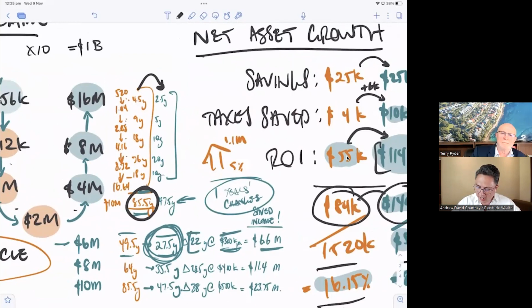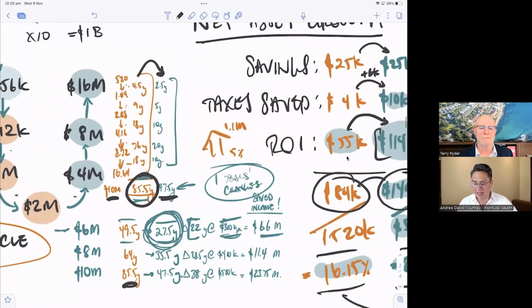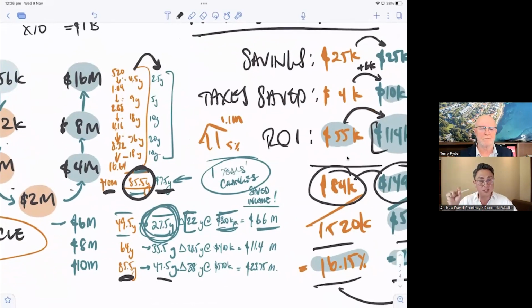So to get to 10 mil at 85.5 years, we're going to 47.5 years, thereby saving them decades to get to 10 mil. For the 6 mil target, we're going from 49.5 to 27.5 years. So really, we're saving them 22 years for that initial arrive goal.